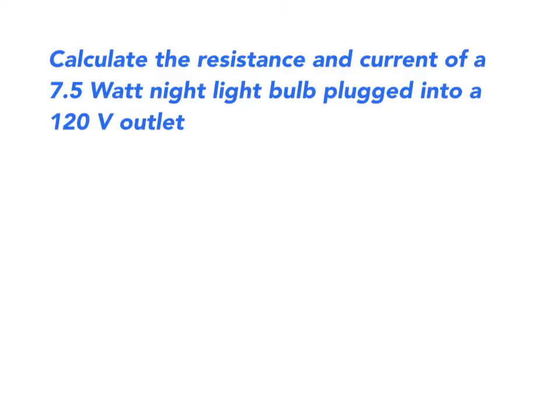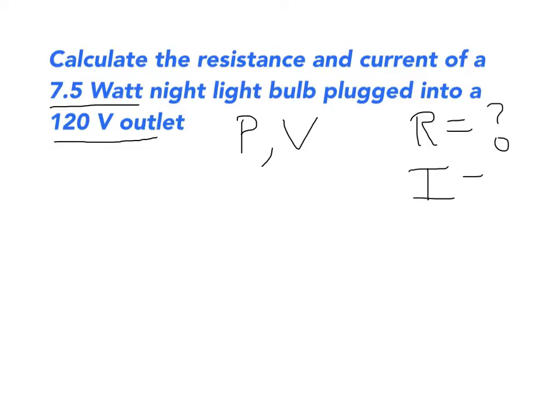Let's try this problem. Calculate the resistance and current of a 7.5 watt night light bulb plugged into a 120 volt outlet. Well, first of all, let's look at what we've been given. We've been given 7.5 watts, which is a power, and we've been given that it is a 120 volt outlet. That's a voltage or electric potential difference. And we want to know what the resistance would be, and we want to know what the current would be.